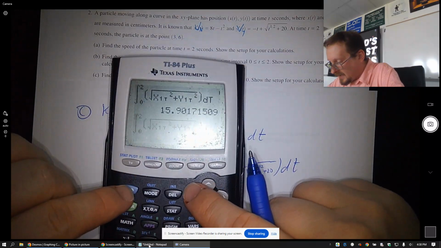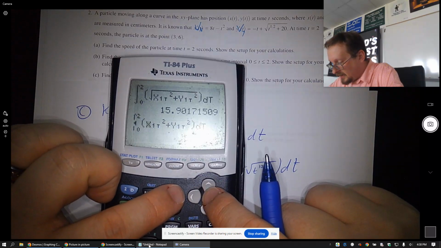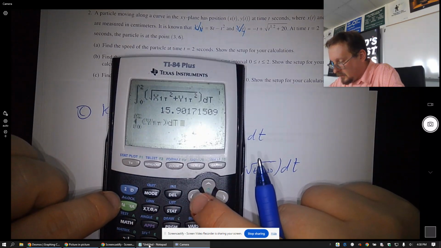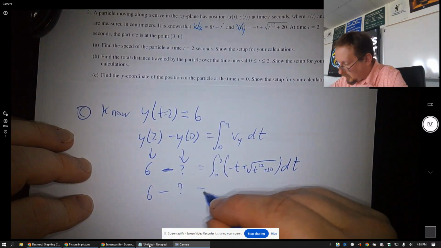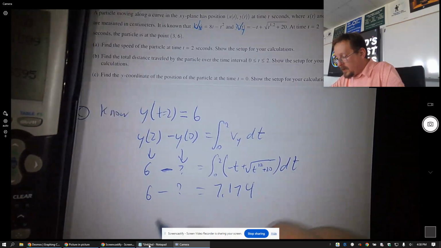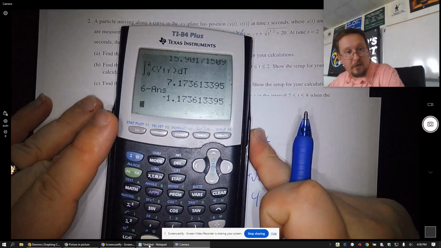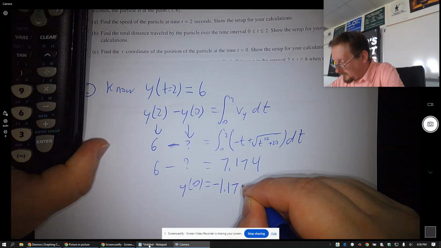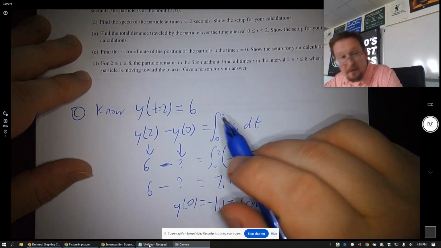So now I'm going to take just the integral from 0 to 2 of that. All right, I'm getting 7.174. So 6 minus that answer, not an actual question mark, I get y at 0 being negative 1.174 centimeters. Okay. Finally, part D.